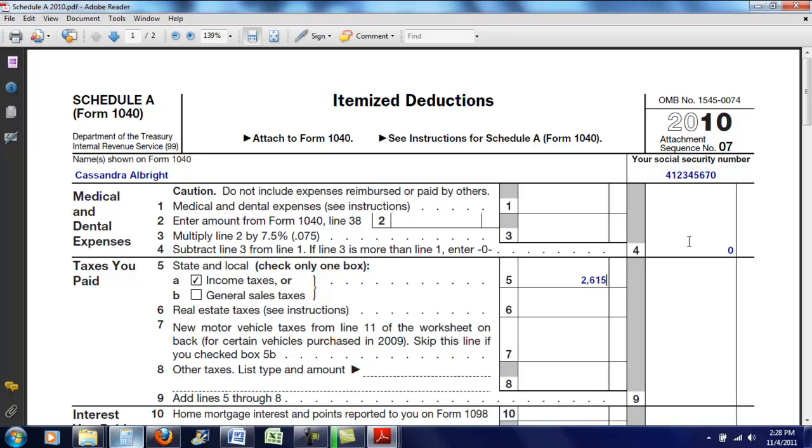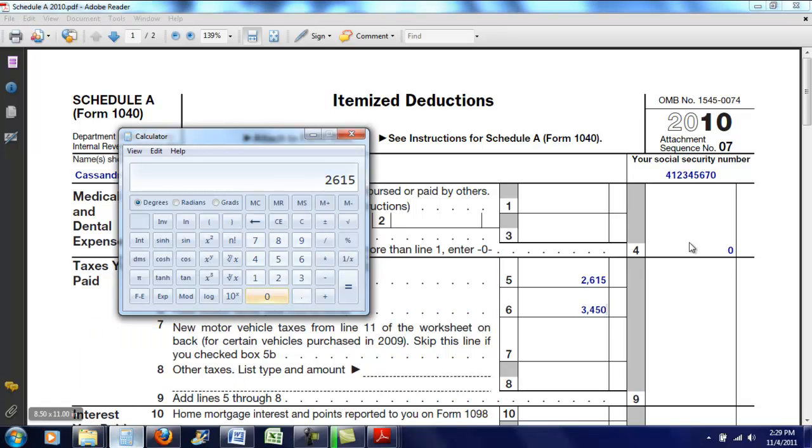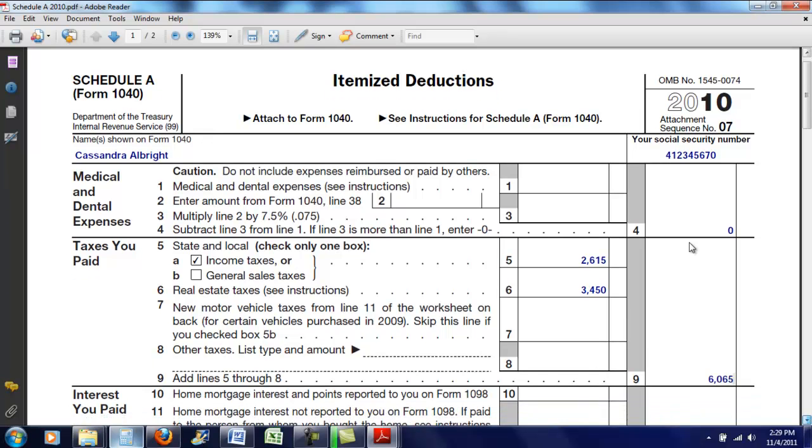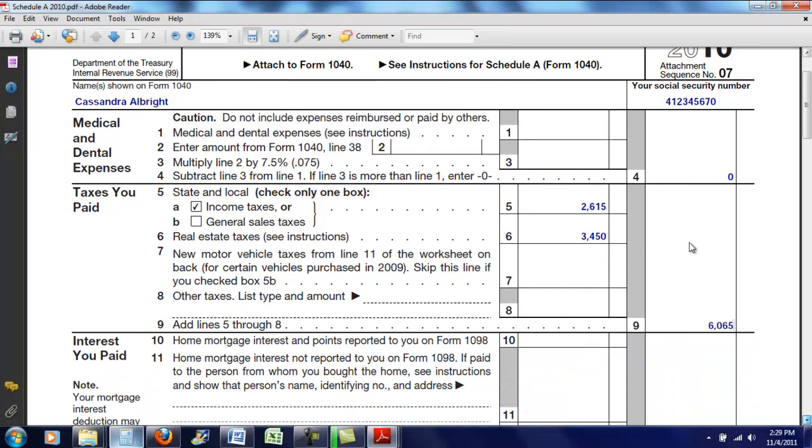She also has real estate taxes paid of $3,450. So we're going to add these two together. Equals $6,065. It also says she has $12,300 in mortgage interest. And that's all she has for her Schedule A.